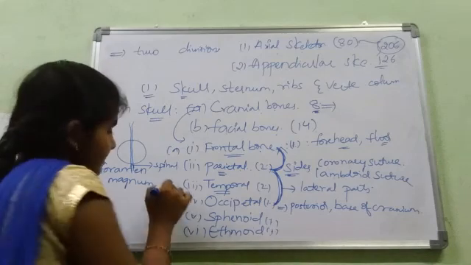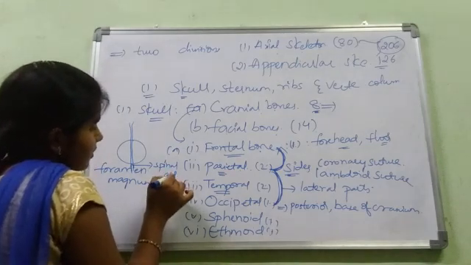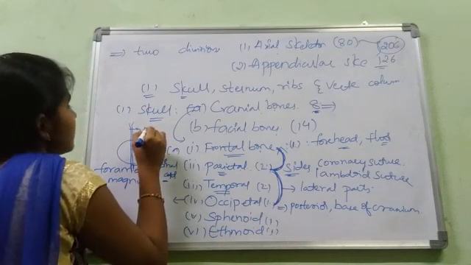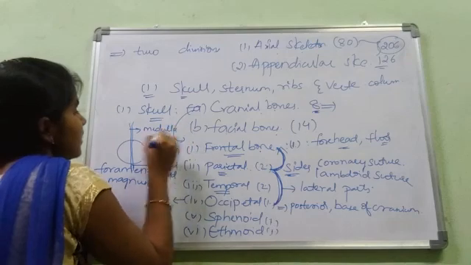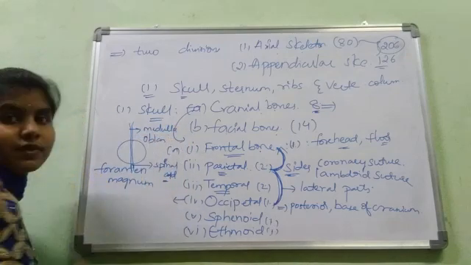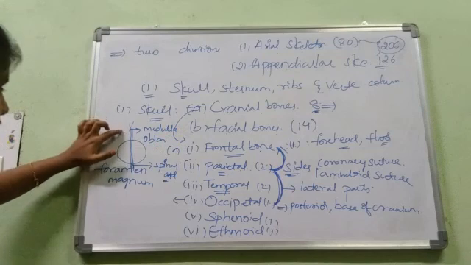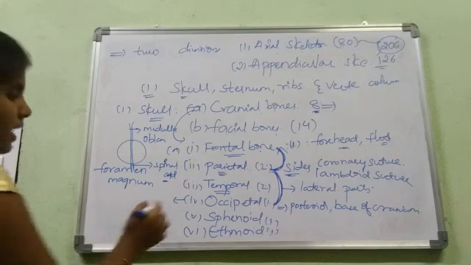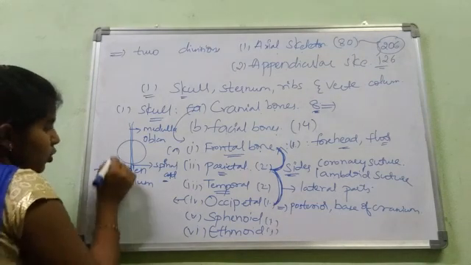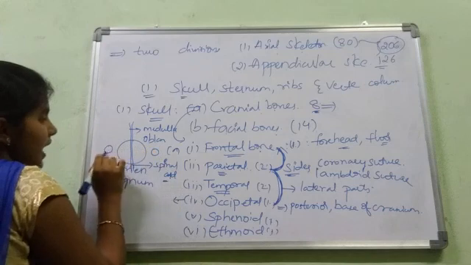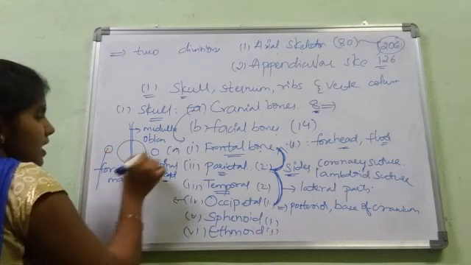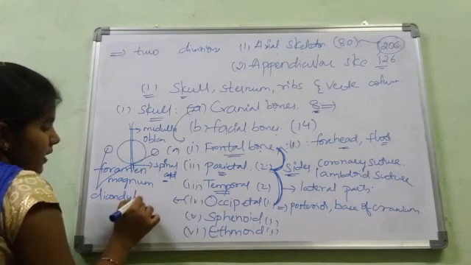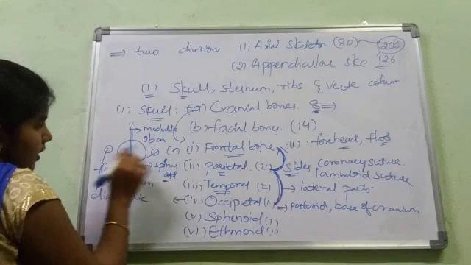Are you understanding, friends? Observe it carefully so that you can understand. The medulla oblongata passes through the foramen magnum and continues as the spinal cord. At the posterior portion we have two condyles, one on either side of the foramen magnum. Hence it is called a dicondylic skull, because there are two condyles.